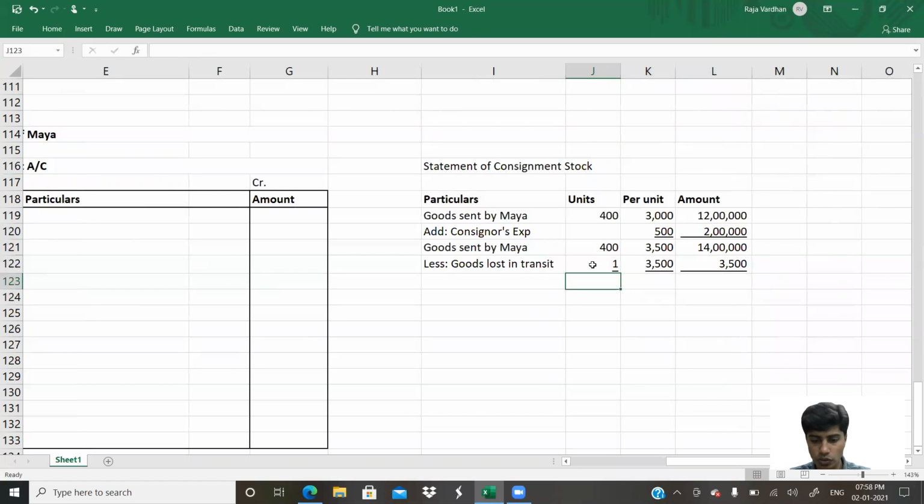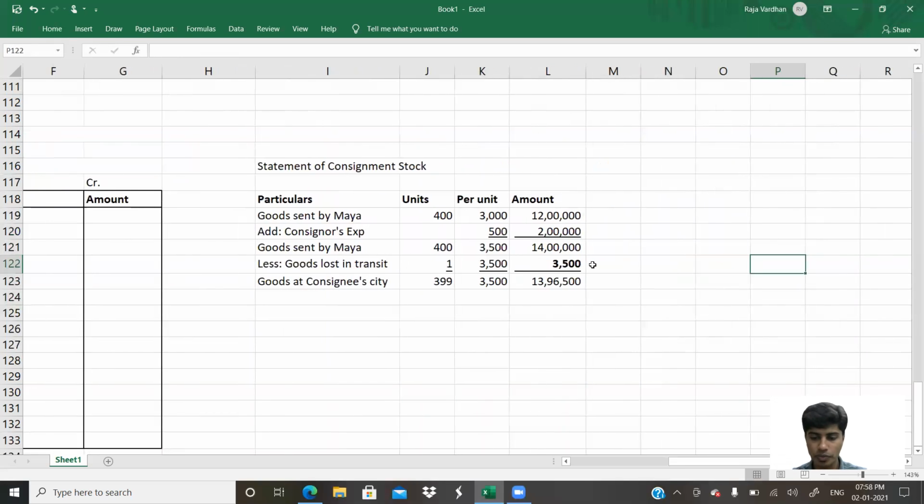So what is the value of the goods received by the consignee, goods at consignee city? When the consignee receives, he'll receive 399 units of rupees 3,500 each. And what will be the value of it? 399 multiplied by 3,500. That is 13,96,500. Okay, this is a very important part here. This is loss. 2,700 is the value of the goods lost. Okay, goods lost.